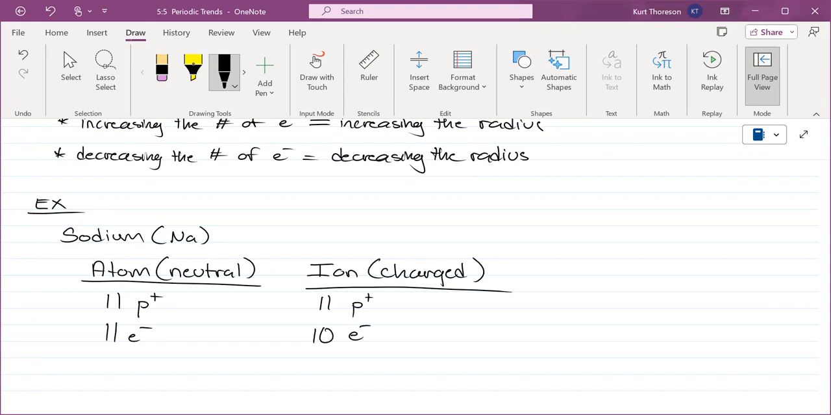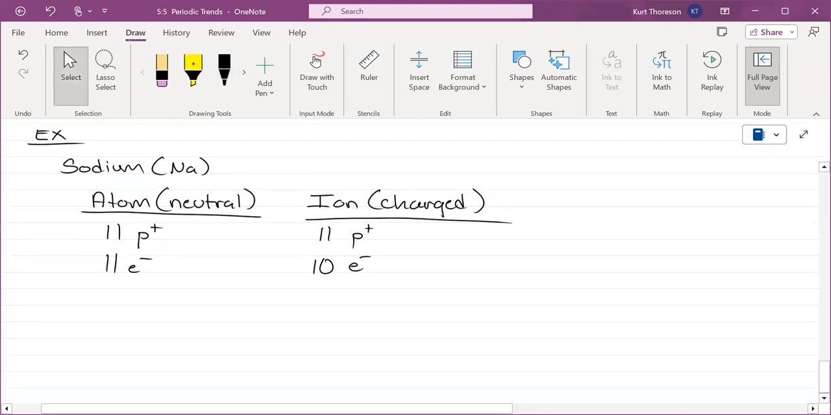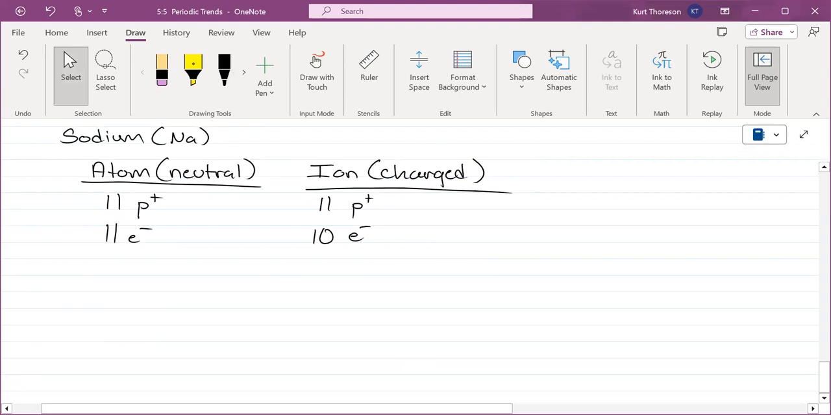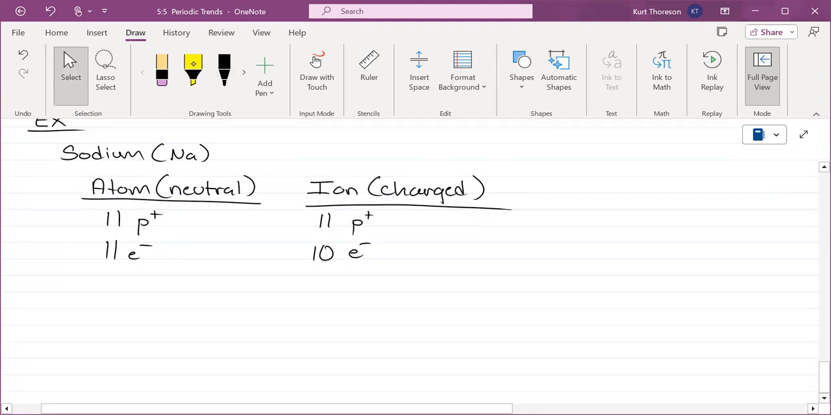And tomorrow, when I have more time, I'll teach you why. Why did it go from 11 to 10? I'll teach you that tomorrow. But here's what I want to gather, and this is what Garrett was getting at. Which of these has a bigger radius, everybody? The atom with 11 electrons or the ion with 10? Bingo.